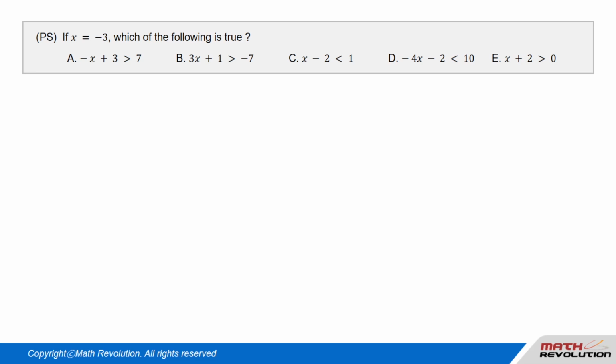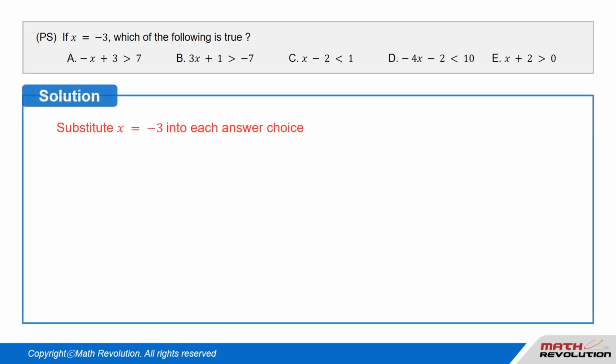P.S. If x equals negative 3, which of the following is true? Solution. To solve this question, we can substitute x equals negative 3 into each answer choice. A. Negative x plus 3 is greater than 7. Negative of negative 3 plus 3 equals 6 is less than 7, so this choice is not true.